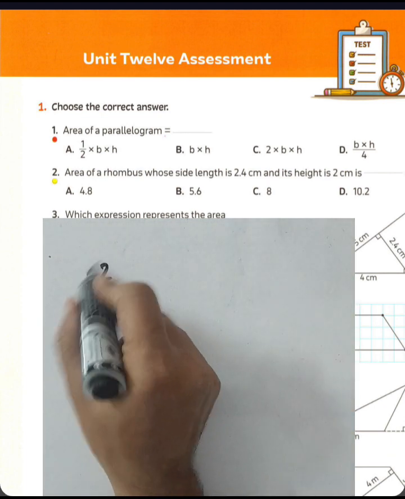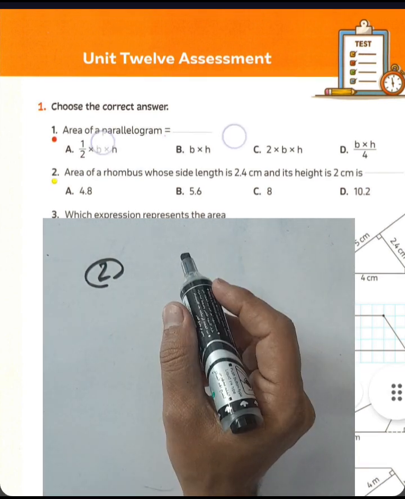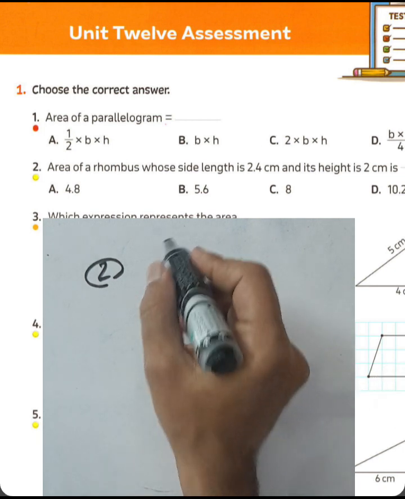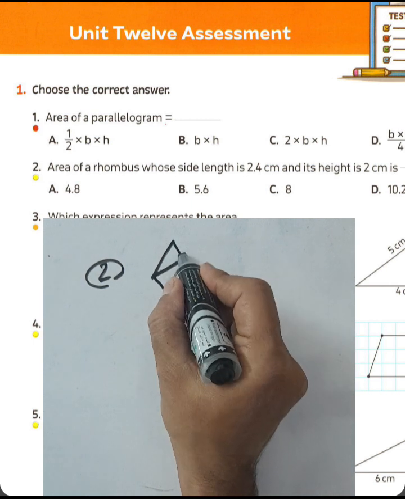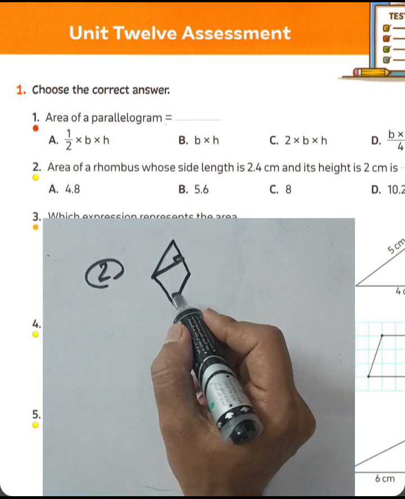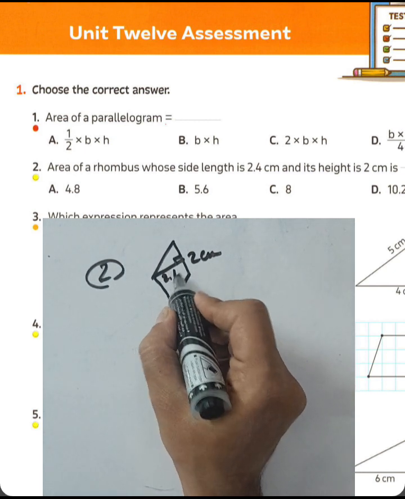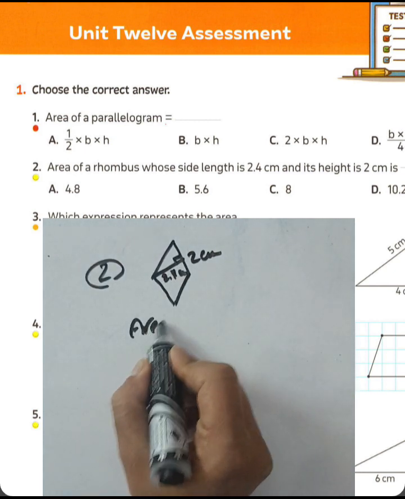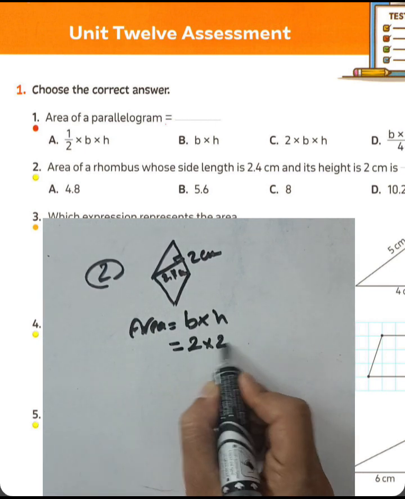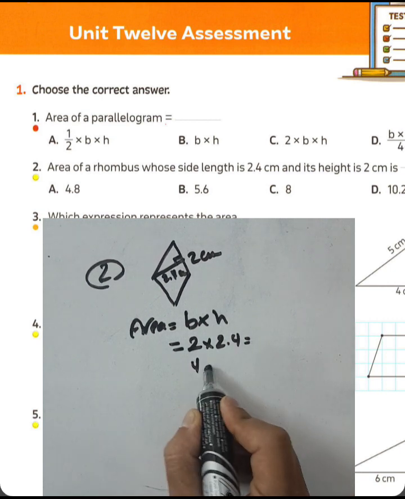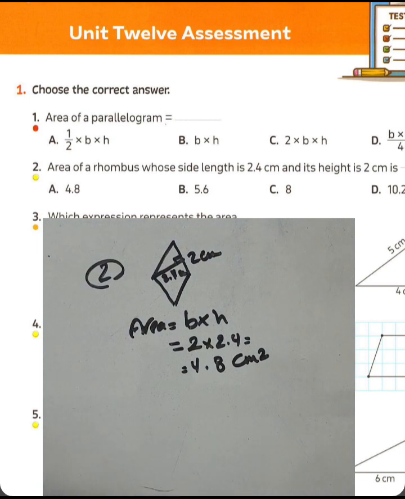Question number 2. The area of a rhombus with side length 2.4 centimeters and height 2 centimeters equals what? Okay, we know the area of a rhombus equals base multiplied by corresponding height. The base here was 2 centimeters and the corresponding height was 2.4 centimeters. Then the area equals base multiplied by height: 2 multiplied by 2.4, it will be what? 4.8 square centimeters. That's the area of the rhombus.